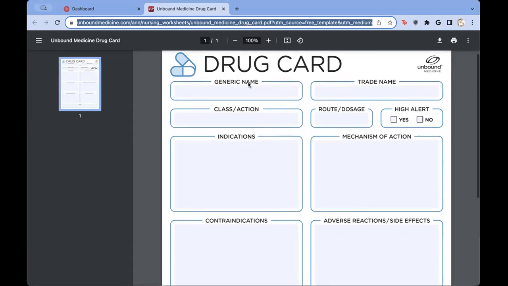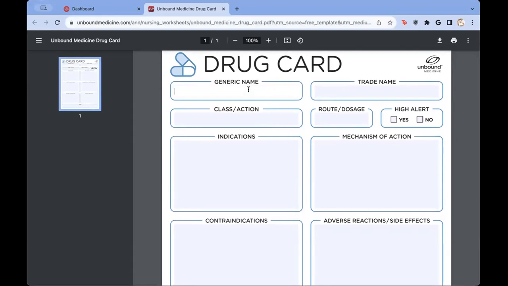Just to quickly go over it, here is where you would type the generic and the trade name. Generic is the actual drug's name, like metoprolol, and then whatever the brand name might be. Usually that's different, like Tylenol and acetaminophen. Acetaminophen would be the generic name, and the trade name would be Tylenol. Then the class. Like I said, you're working with medications and you're working with drug classes. So if the drug class is antihypertensive, or sympathetic, you should write whatever it is.